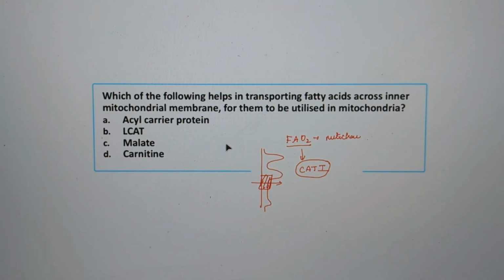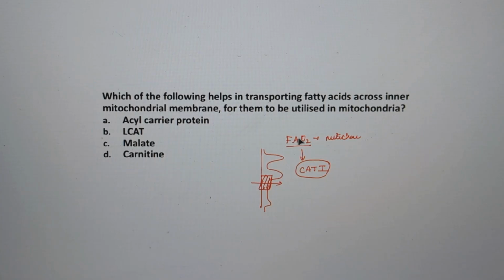Getting back to the question, which of the following helps in transporting fatty acids across inner mitochondrial membrane for them to be utilized in mitochondria? Fatty acids are oxidized in mitochondria. However, they cannot directly cross the inner mitochondrial membrane and require a carrier for transport.